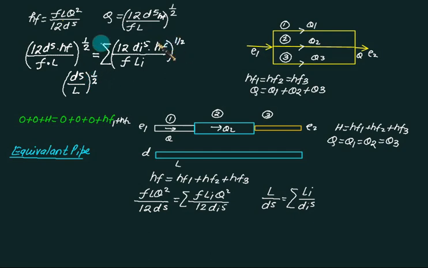This 1 by 2 and this 1 by 2 will not cancel. It is equal to summation of di to the power 5 by Li to the power 1 by 2. Basically this term is plus plus plus like this, so that is why this power is not cancelled. So can you calculate the equivalent length and equivalent diameter for parallel? This equation is for parallel and this equation is for series.